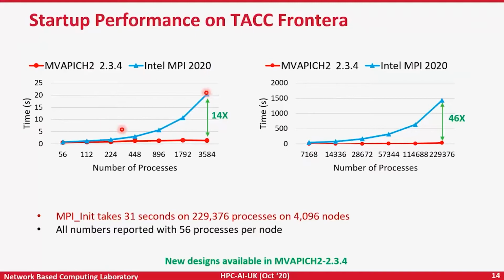So here, if you take a look, these are the very latest numbers we have taken on TACC Frontera. Many of you might know an MPI job starts with an MPI_Init. So here, if you take 229,000 processes on 4,000 nodes, we are able to deliver in just 31 seconds, half a minute, your job actually running on the system. This is trying to show a comparison with other MPI stacks like Intel MPI, where we can give you a very big performance gain.